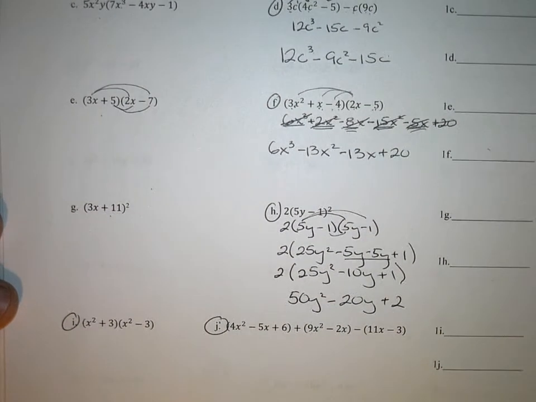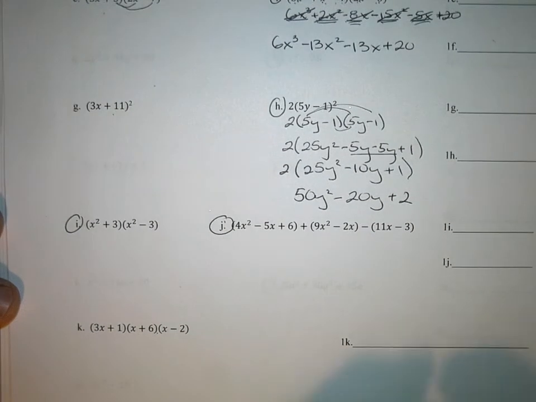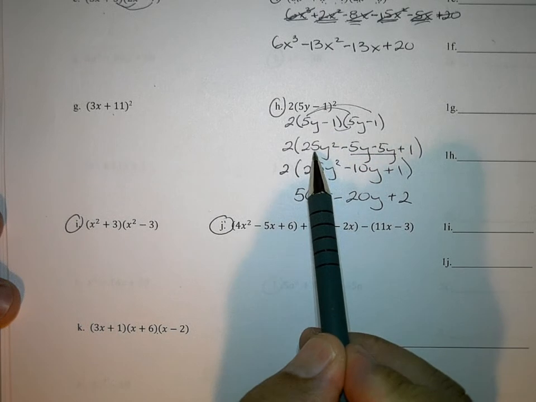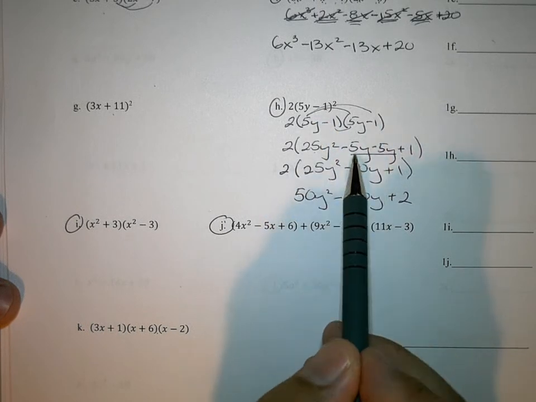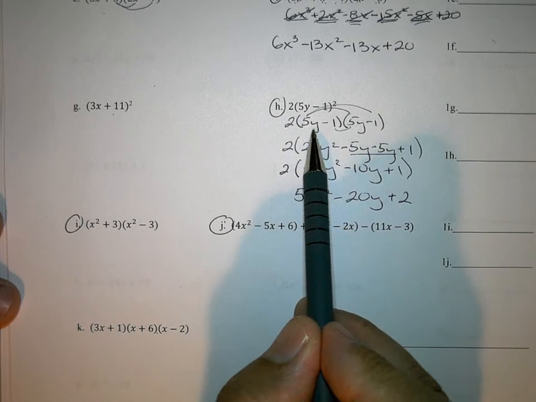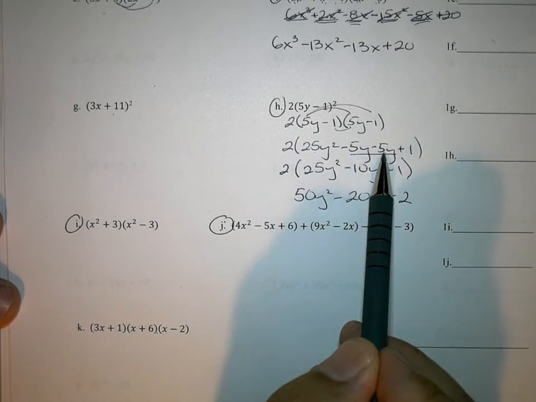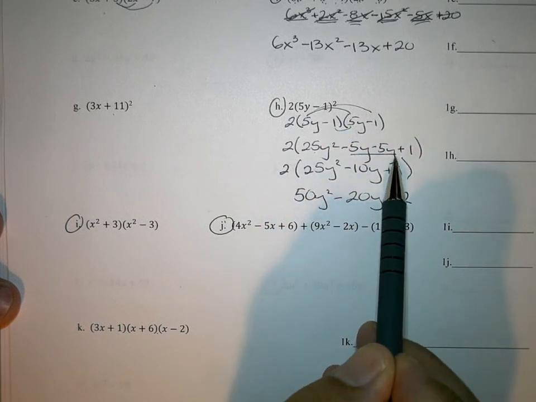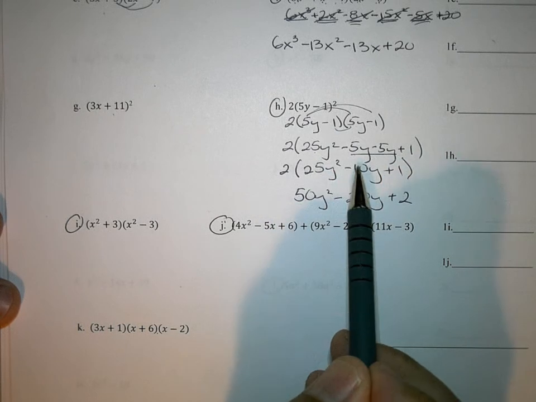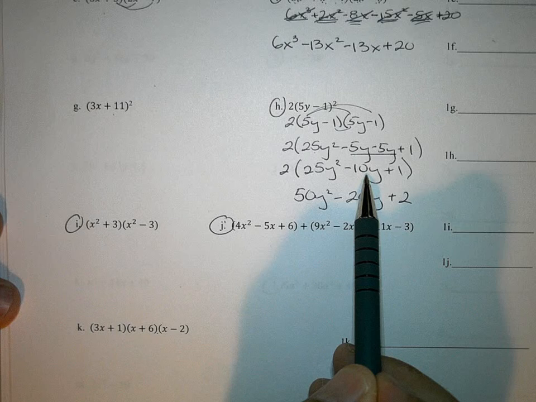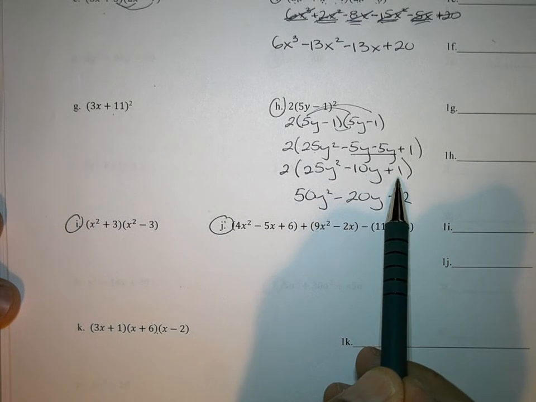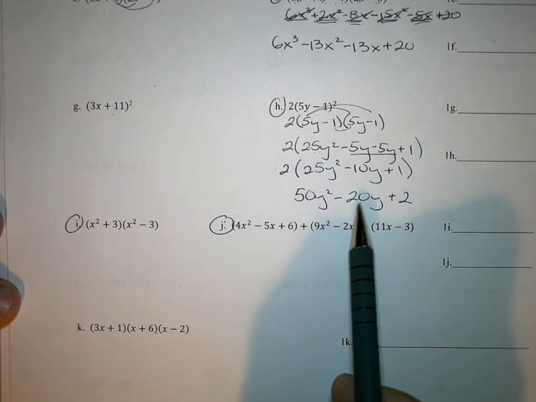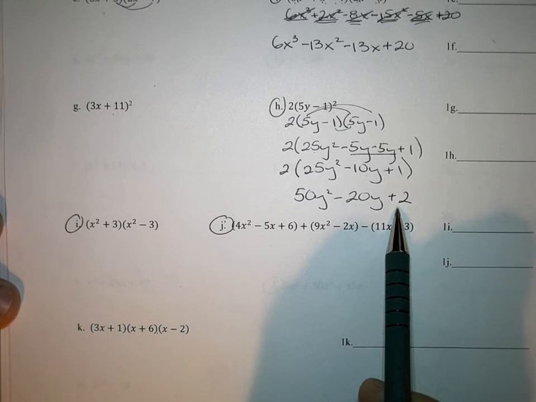Okay, moving on. Oh, I'm sorry, I hope I didn't cut that off. I distributed 5y times 5y, 25y squared. 5y times negative 1, negative 5y. Over here, negative 1 times 5y, negative 5y. Negative 1 times negative 1 is positive 1. Then combining like terms, I get 25y squared, negative 5y plus negative 5y is negative 10y plus 1. Distributing 2 times 25 is 50y squared. 2 times negative 10 is negative 20y. And 2 times 1 is 2.